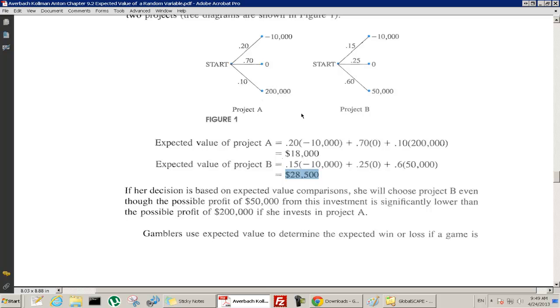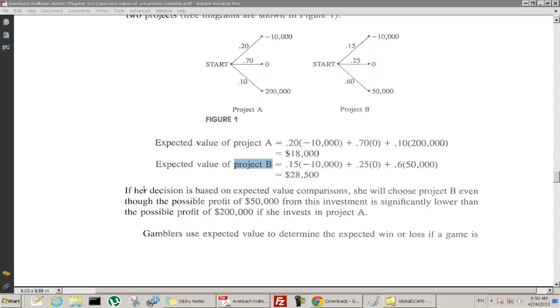If she really needs 200,000, and if 50,000 is just not going to help her for some reason, like she has to have 200 or something really bad will happen, then maybe she should still go for Project A, because Project B doesn't even have the chance of getting 200,000. So it's not always the best way to compare, but it's certainly a tool that you can use to compare Project A and Project B.